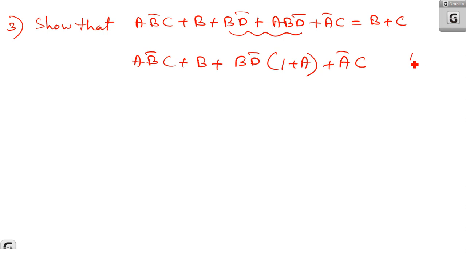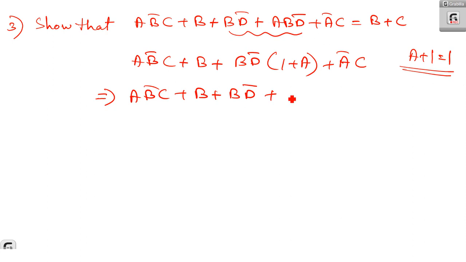What is A or 1? A or 1 is always 1 itself. When A is equal to 0, 0 or 1 is 1. When A is equal to 1, 1 or 1 is also equal to 1. So A or 1 will remain as 1. So that will become A B bar C or B or B D bar or A bar C.